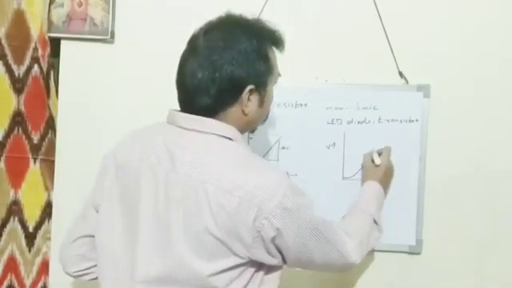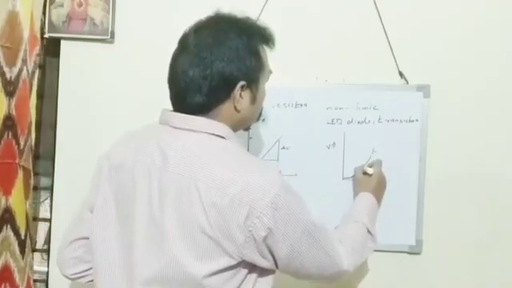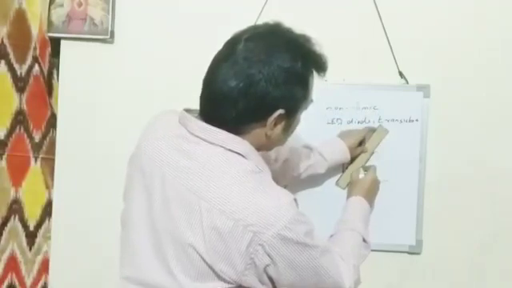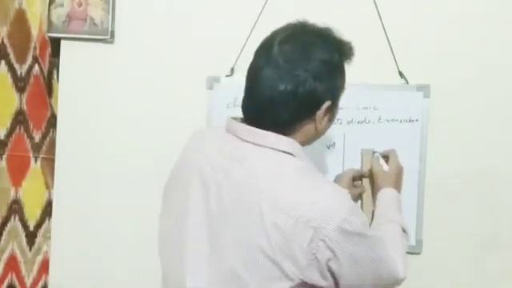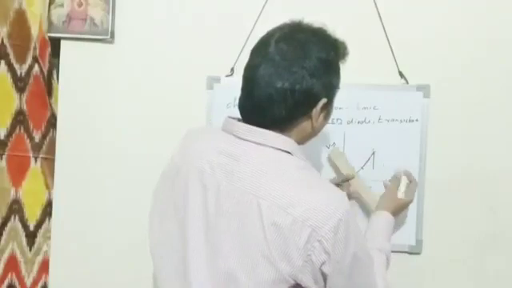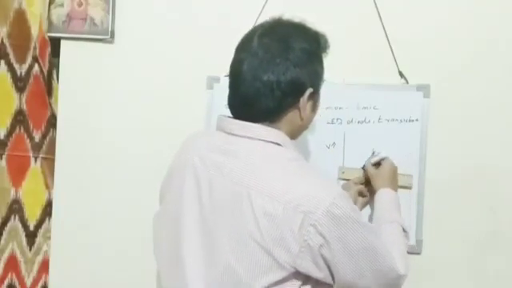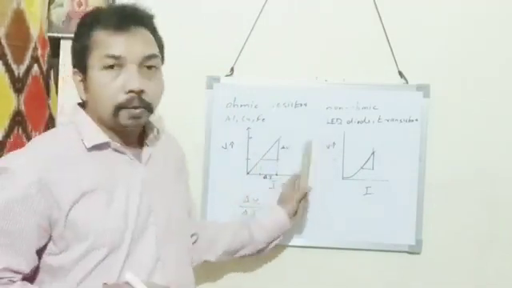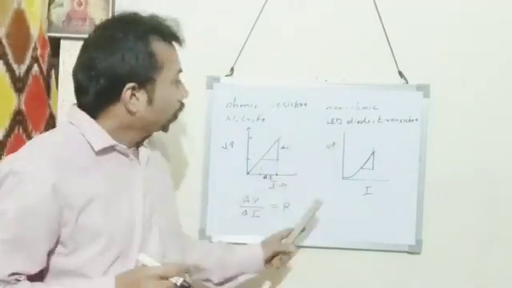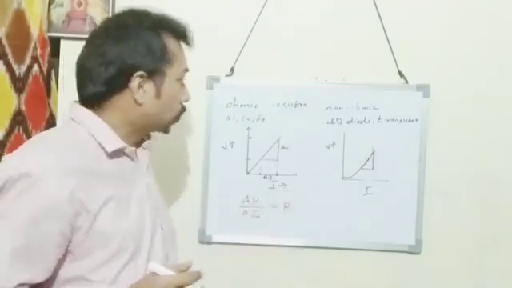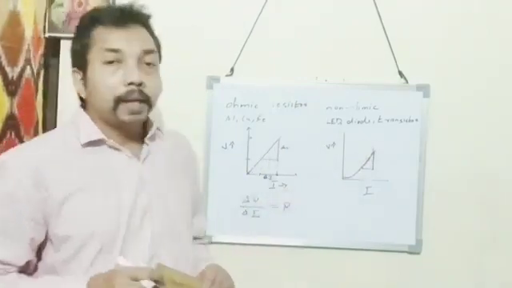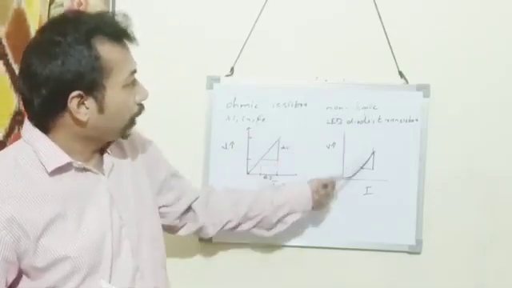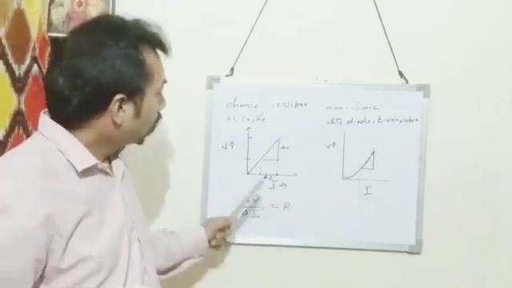Suppose we have to find the resistance between this point and this point. Then joining them, we draw a straight line and a right angle triangle. And here also we do the same thing, finding delta V upon delta I. What we get is called dynamic resistance. So this is the VI graph of an ohmic resistor and this is the VI graph of a non-ohmic resistor.